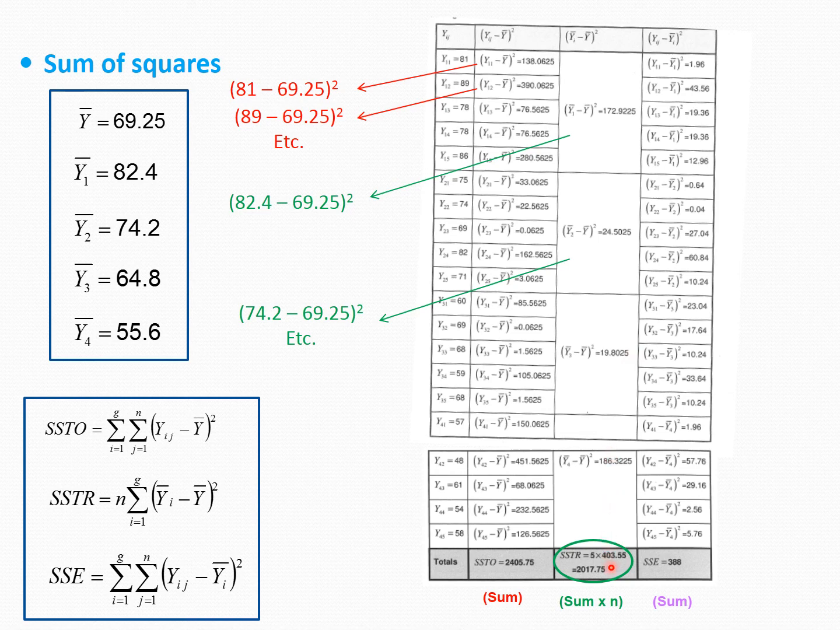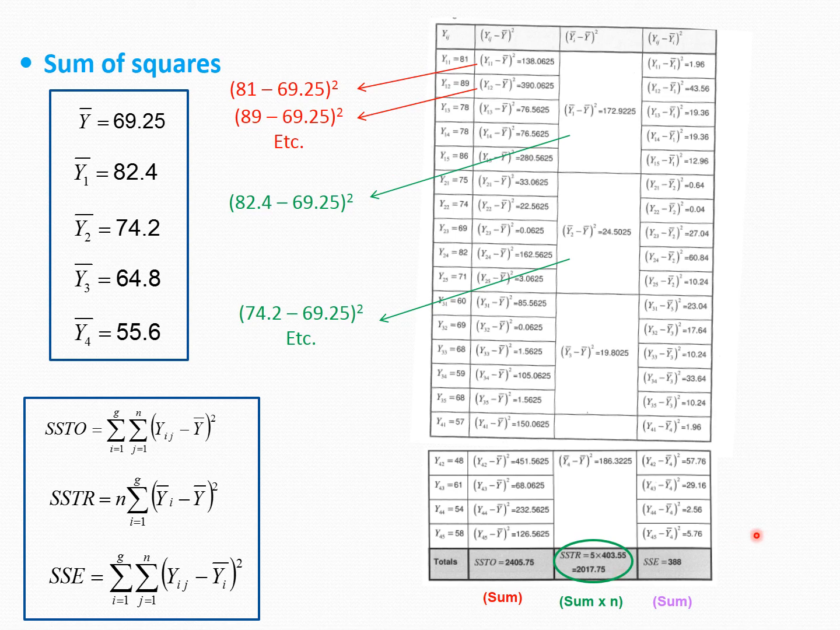that column. Then you multiply by n. So in our case, the number of observations per group was 5. So you will multiply the sum by 5 and you get your treatment sum of squares.